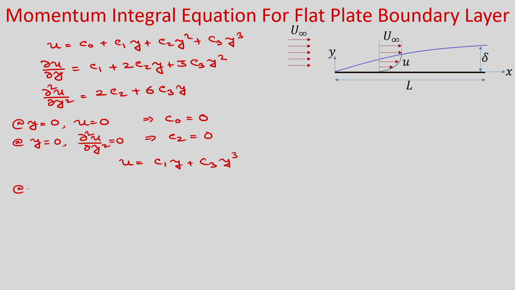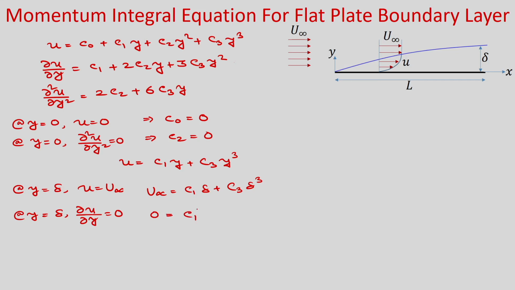So, now let us apply the next boundary condition at y is equal to delta, u is equal to u infinity. So, from here you can see that it will be u infinity is equal to c_1 delta plus c_3 delta cube, and we have at y is equal to delta del u by del y is equal to 0. So, you will get left hand side del u by del y is equal to 0, in right hand side c_1, since c_2 is 0, plus 3 c_3 delta square. So, now you solve these two equations and find c_1 and c_3.